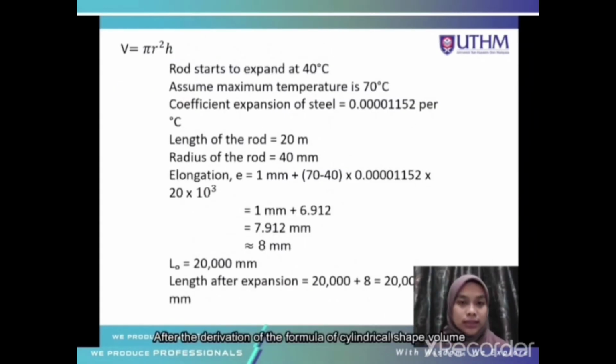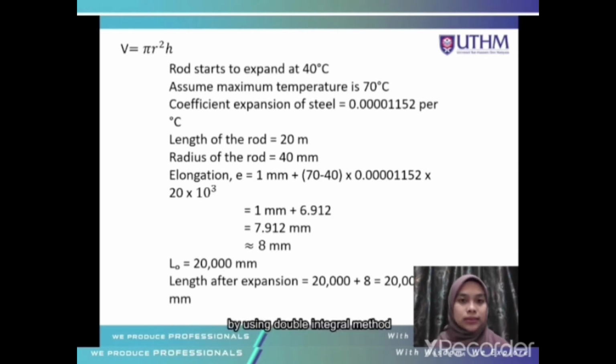So after the derivation of the formula of cylindrical shape volume by using the integral method, we get that the formula is V equals pi R squared H. The rod starts to expand when the temperature reaches 40 degrees Celsius, and when the temperature reaches 70 degrees Celsius, the expansion of the rod is maximum.